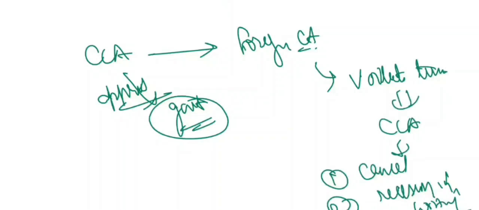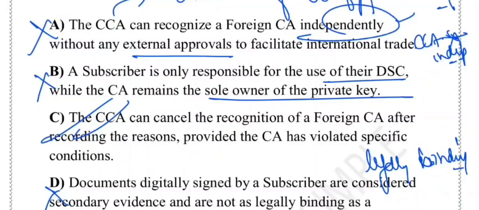If you look at the options, A is incorrect because central government approval is mandatory. They say independently without any external approval, which is wrong. B is incorrect because the subscriber is not solely responsible; the subscriber is the rightful owner of the private key. C, yes, correct. And D, digitally signed documents are secondary evidence, no, that's wrong. So you can remember the learning of this question like this.